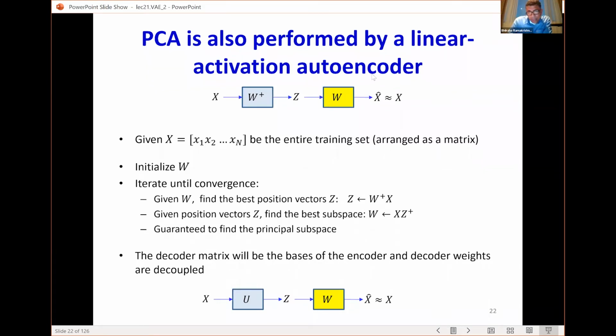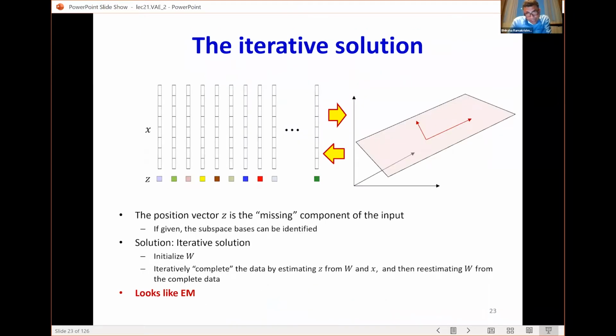And the decoder of this autoencoder is just going to be this component, and the decoder is now going to end up with the bases for the principal subspace. So again, we saw this very briefly in the last class.